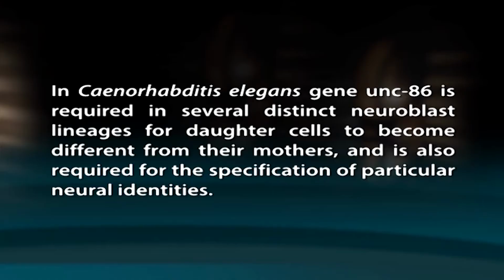For example, in Caenorhabditis elegans gene UNC86 is required in several distinct neuroblast lineages for daughter cells to become different from their mothers, and is also required for the specification of particular neural identities.